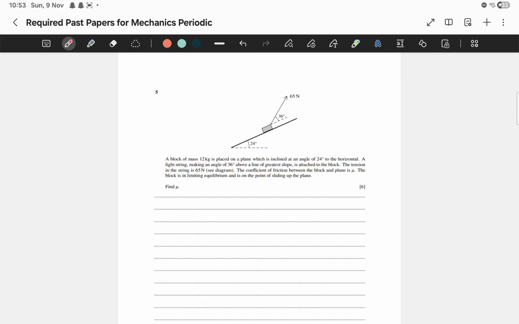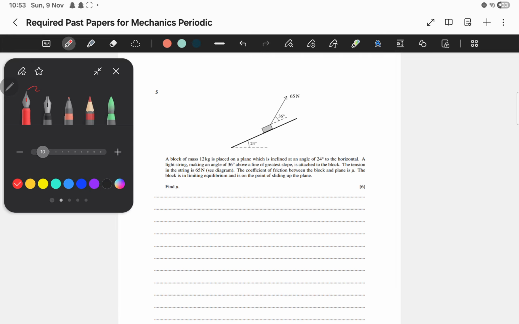Same exact concept. Okay. Oh, where did that paper come from? It's fine.